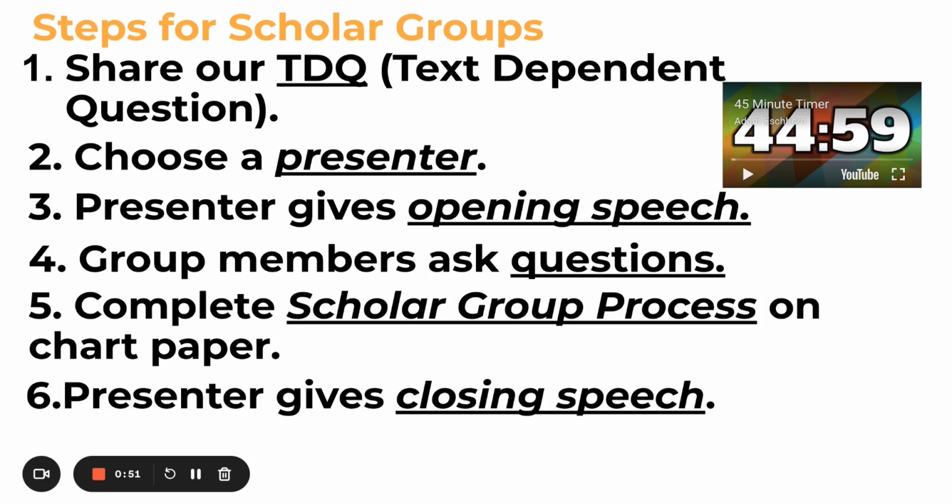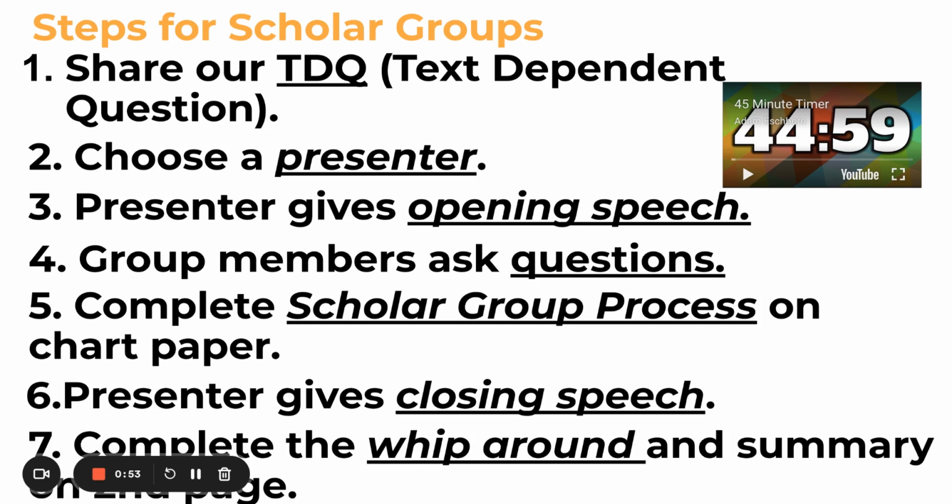Number six, presenter gives closing speech. And number seven, complete the whip around, where everybody shares one thing they've learned because of the scholar group process. And of course, writing our summary on the second page.